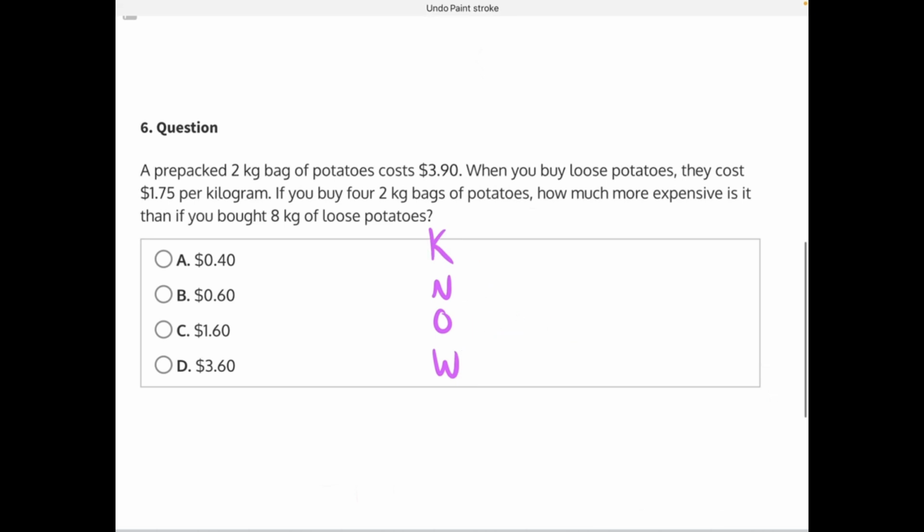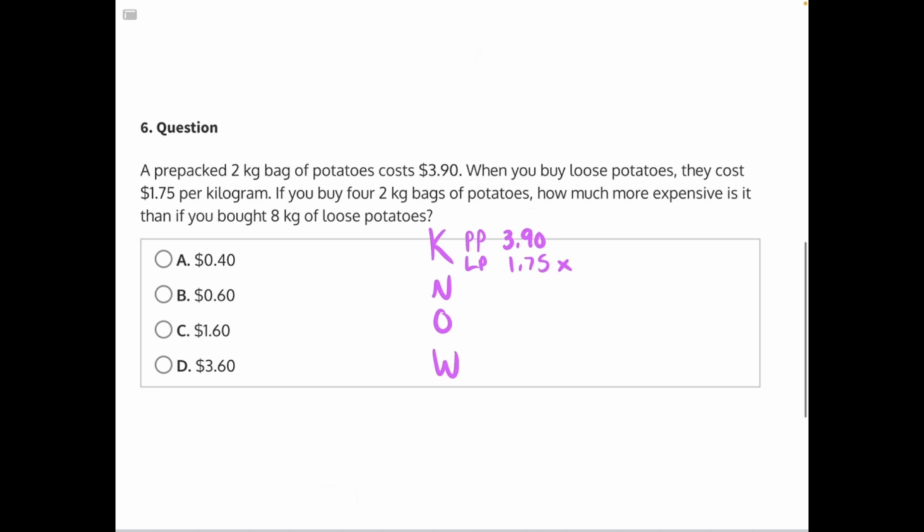So let's start by identifying everything that we know. We know that a prepackaged bag of potatoes costs $3.90. And we also know that loose potatoes will cost $1.75 per kilogram. So we can call it 1.75x, where x is the number of kilograms.